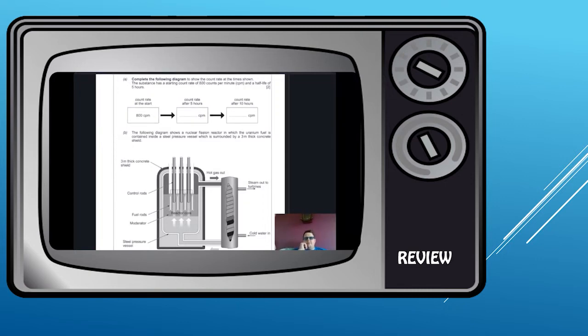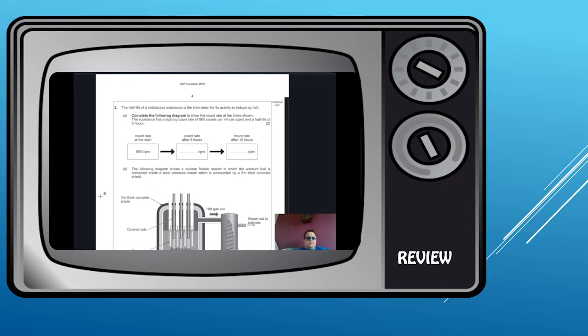Okay, so final bit of this. This is where we are looking at the nuclear energy, fission and fusion part of the course. This is the last bit. This is for separates only. So we're starting with the 2018 foundation paper, and this is question 2.